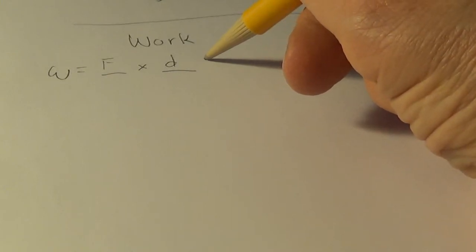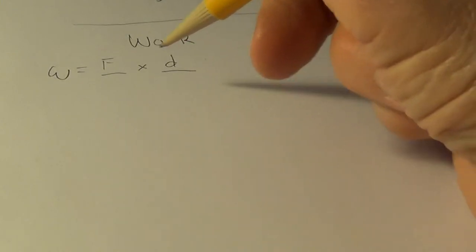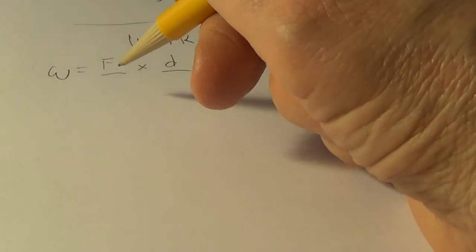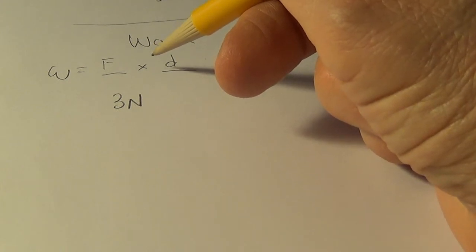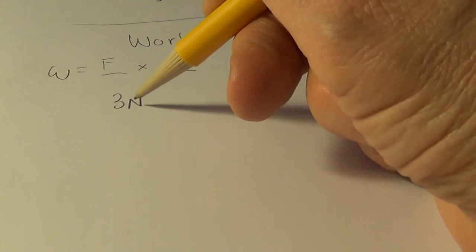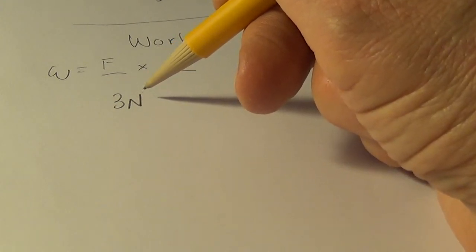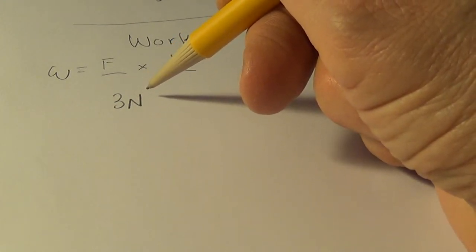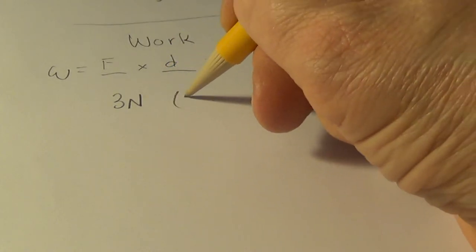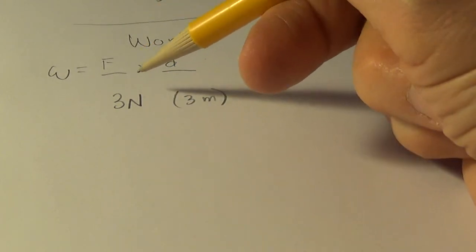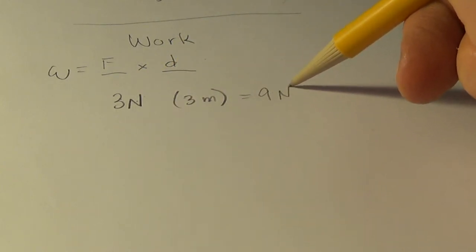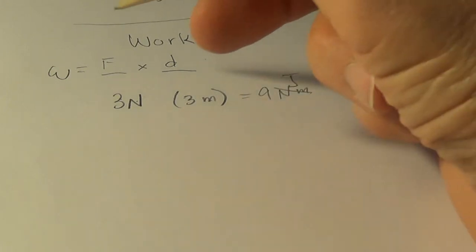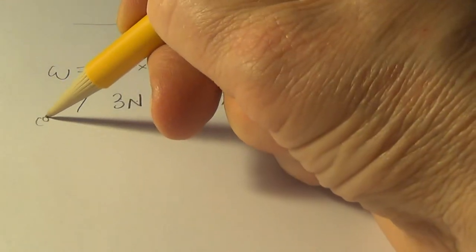Everyone knows that. And in physics class, we would say, say we apply a 3 Newton force to a box, and the box is going to move 3 meters. So what was the work involved? We'd go 3 newtons times 3 meters is 9 Newton meters, which we renamed joules. So that's what happens when the force is constant.